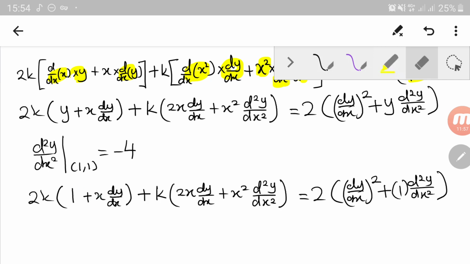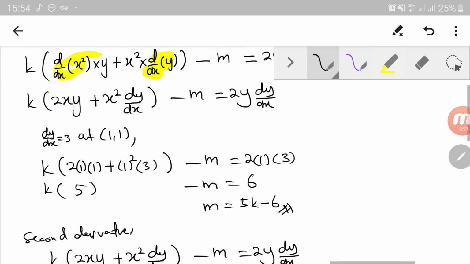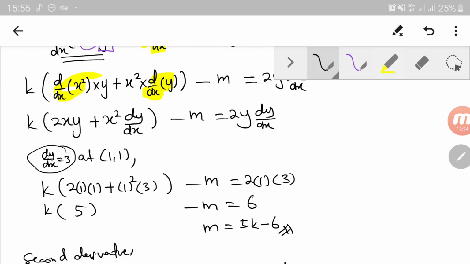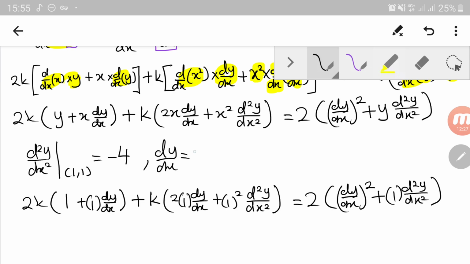Now we substitute x. This is x, and then k to x. This x is also 1. And then over there x squared, right? 1 squared. Done. Now we substitute dy/dx. Forgotten. dy/dx is 3, right? Here, dy/dx is 3. Don't forget the value, otherwise we cannot proceed lah. So this one, dy/dx is 3, dy/dx is 3, dy/dx is 3.